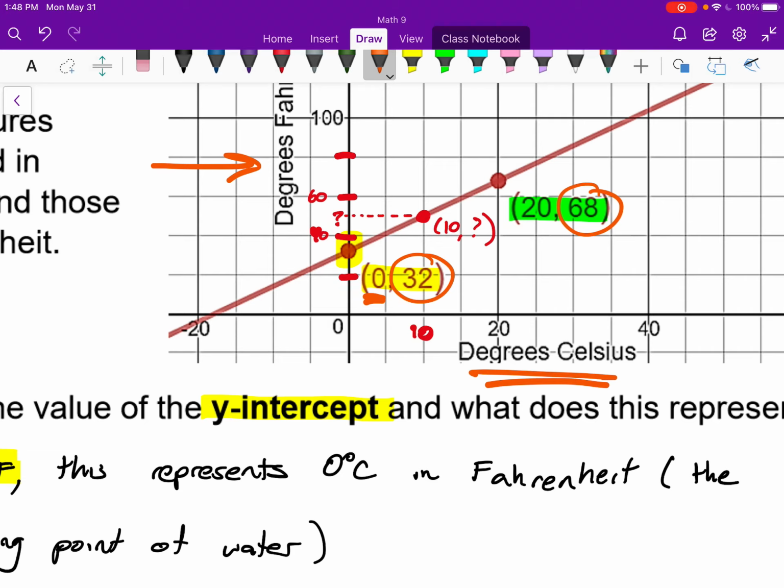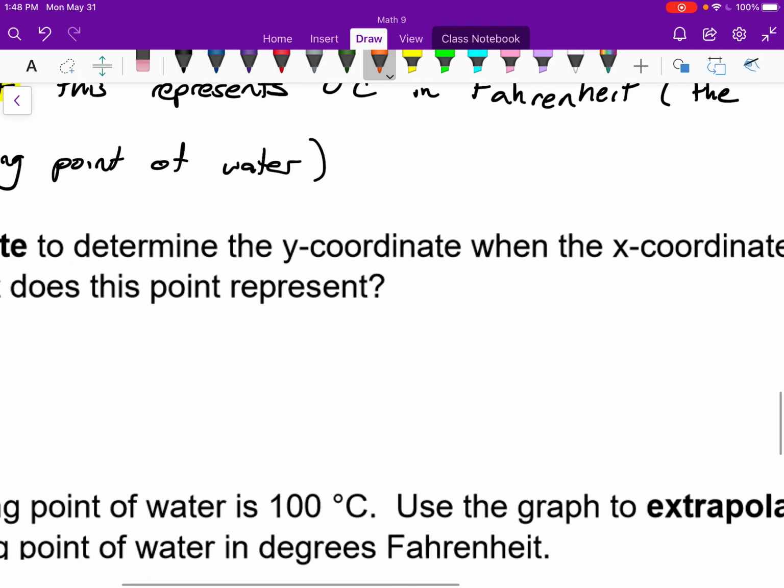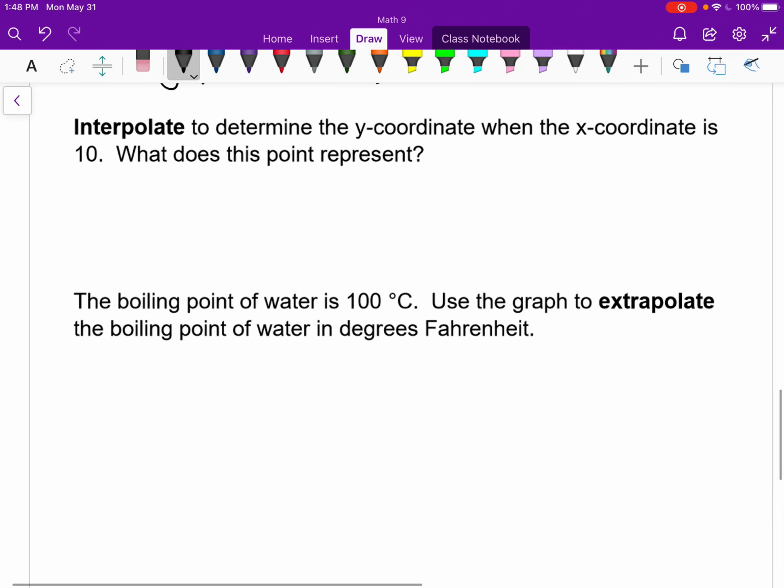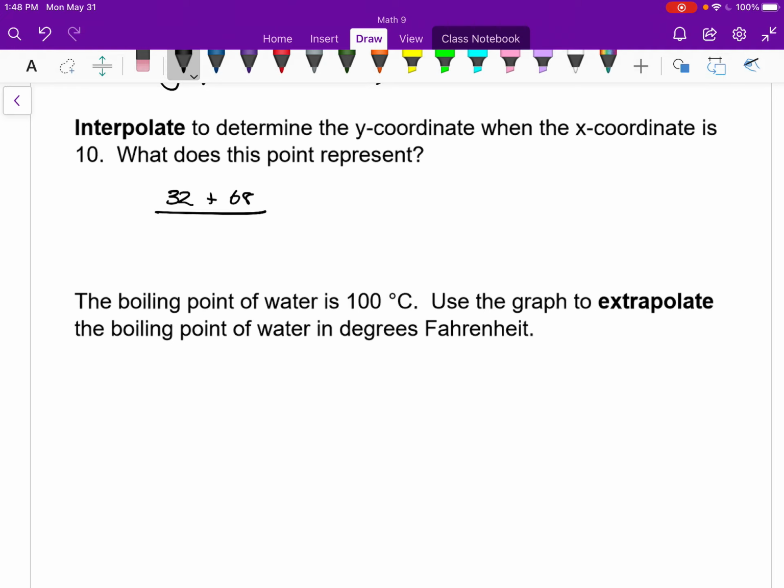And so how do I find halfway between 32 and 68? Well, if you want to find halfway between any two numbers, what always works is add them up and then divide by 2. So if I take 32 plus 68 and divide by 2, that will tell me exactly what's halfway between these. So 32 and 68 is 100. 100 divided by 2 is 50.